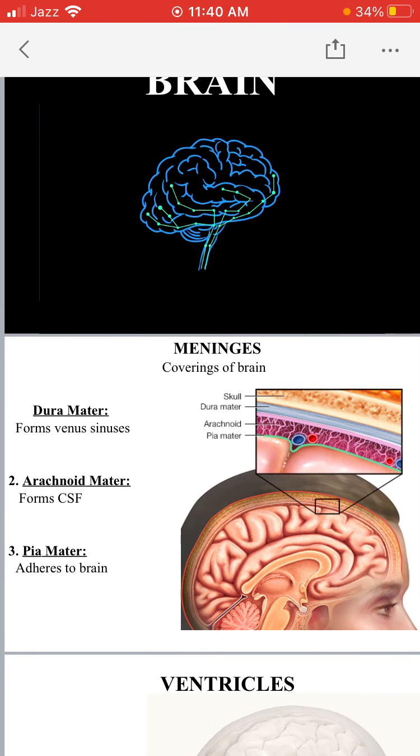So the space between dura mater and the arachnoid mater is called subdural space, and the space between arachnoid mater and pia mater is called subarachnoid space, and subarachnoid space contains cerebrospinal fluid, right?